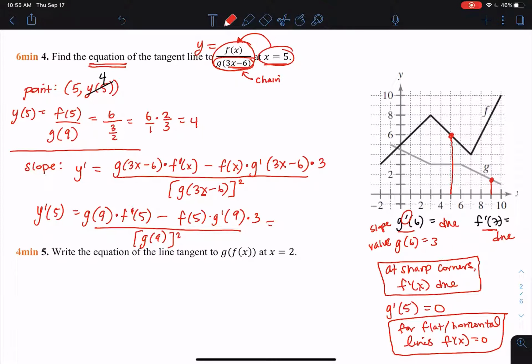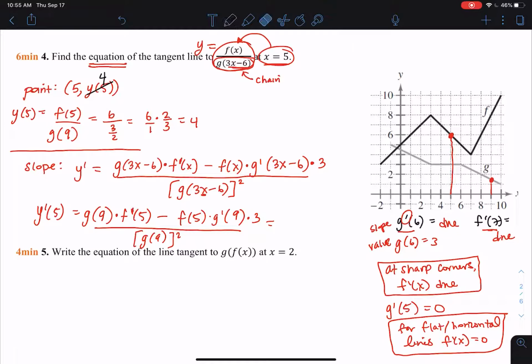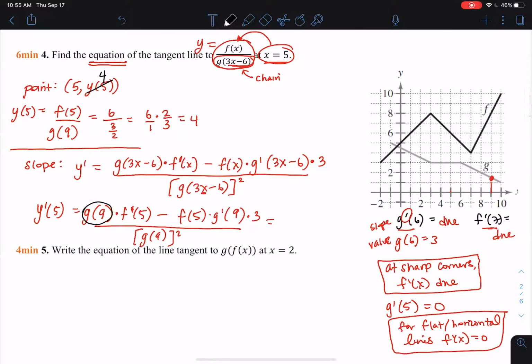Okay. From here, we're stuck. Now we need to actually use our graph. So let's find each of these carefully. G of 9. That's 3/2 from the graph. F prime of 5. Now careful. Now we want the slope at 5. So pick any 2 points along this. Looks like it's a nice easy slope of -1. Bring over the minus sign.